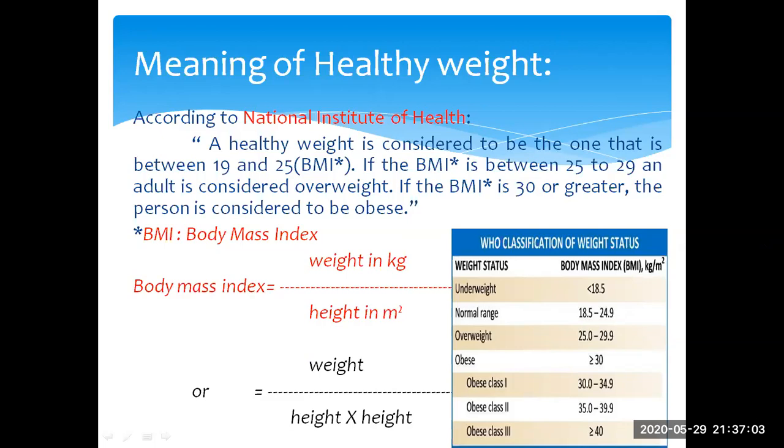So BMI means body mass index. The body mass index is equal to weight in kg divided by height in meter square. That means the weight divided by height into height.